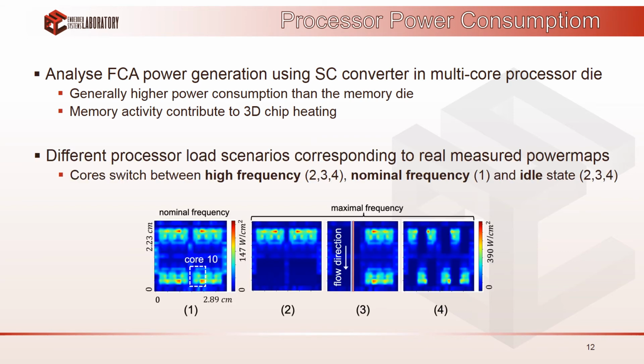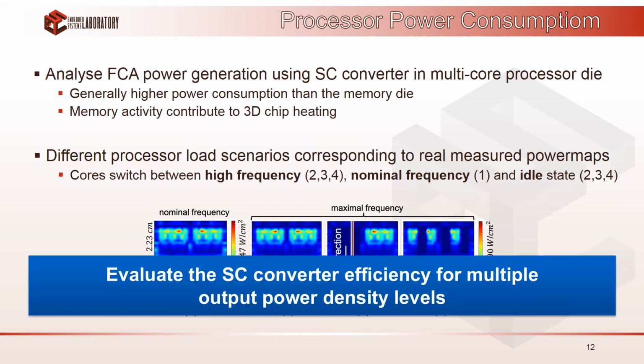To model the different processor load scenarios, we use real measured power maps where the cores switch between different load scenarios. For instance, in power map 1, all the cores are in nominal frequency, and in the other power maps, 6 cores are operating in maximal frequency and 6 others are idle. And this allows us to evaluate the FCA and SC converter efficiency for multiple output power density scenarios.